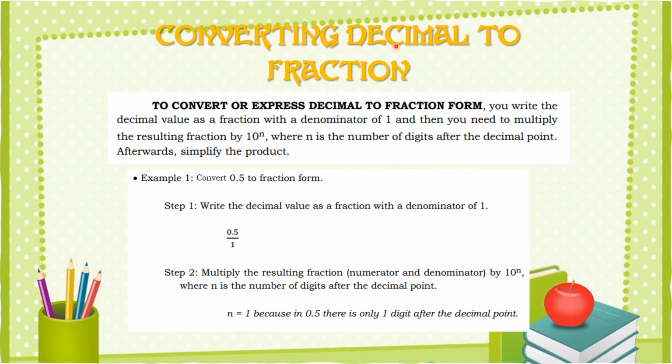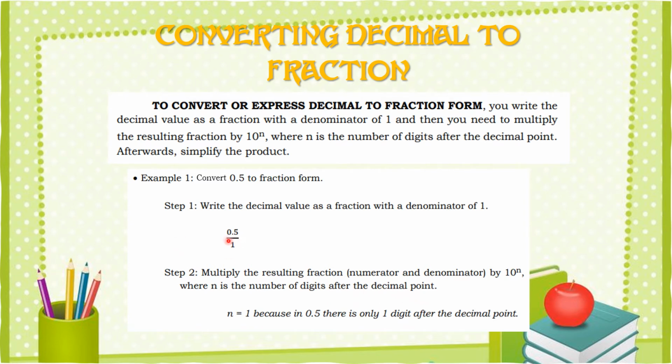In converting decimal to fraction, the first thing to do is to write the decimal value as a fraction with a denominator of 1. So we have here, convert 0.5 to fraction form. We make this decimal a numerator, and let's have 1 as its denominator. So we have 0.5 over 1. And then after that, we're going to multiply the resulting fraction, 0.5 over 1, by 10 raised to n, where n is the number of digits after the decimal point.